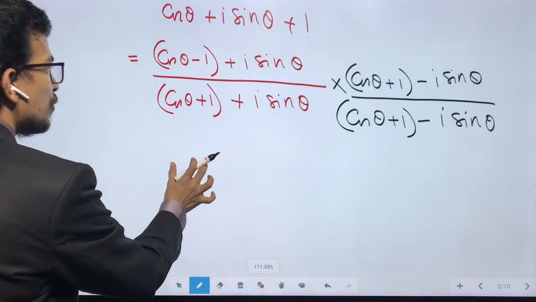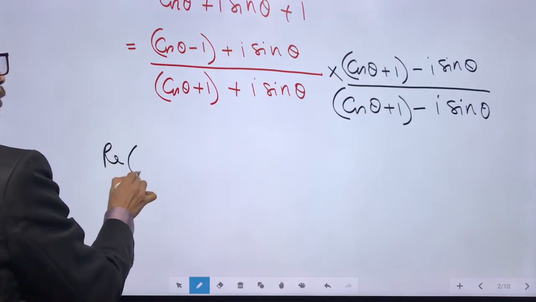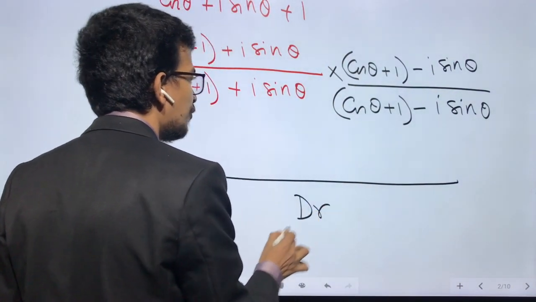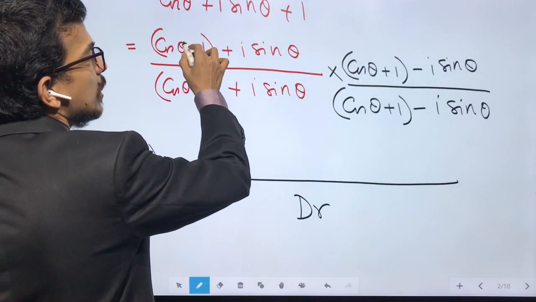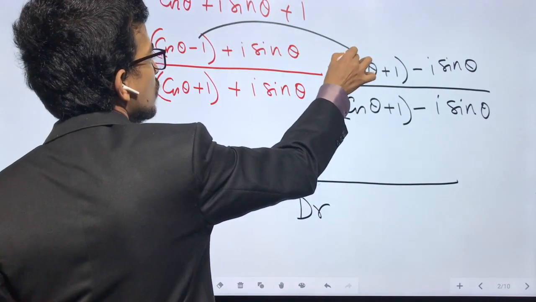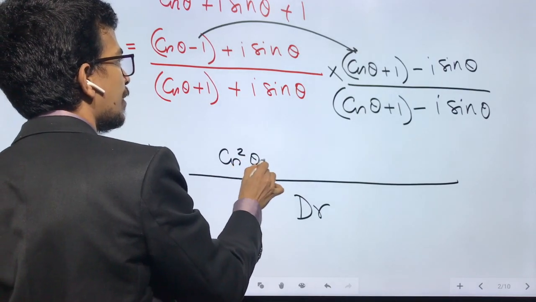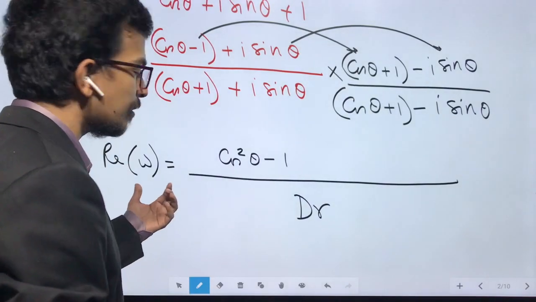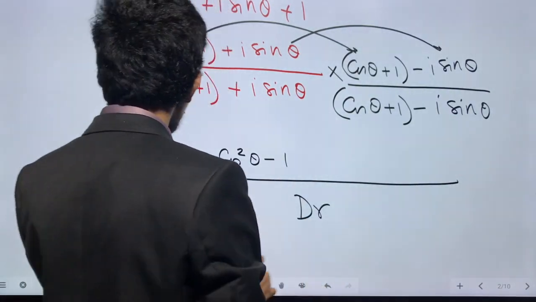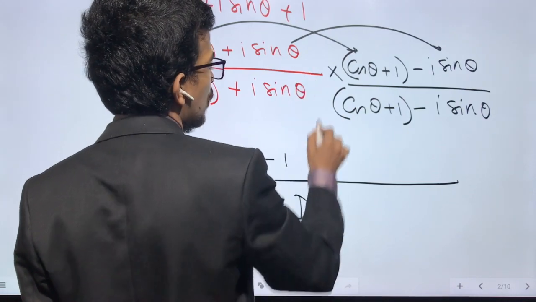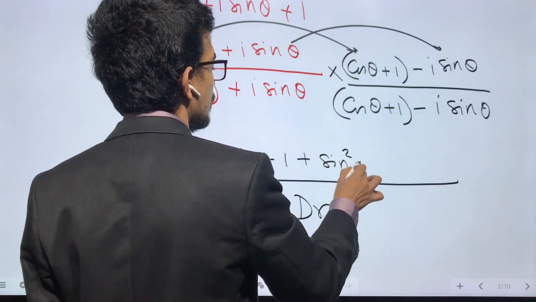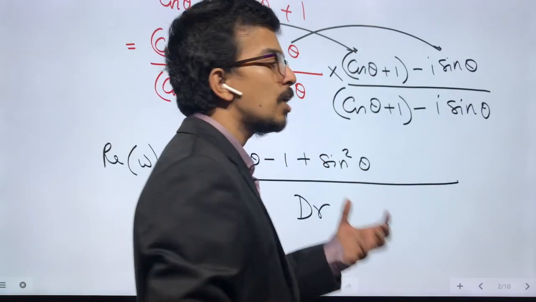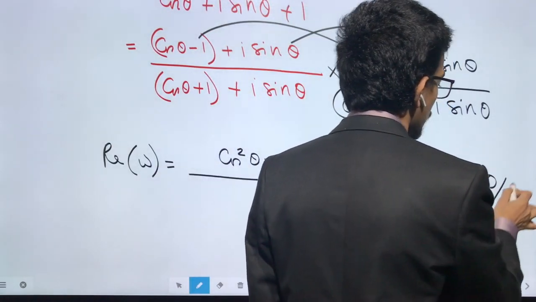Now you just need to take the real part. The real part of omega is going to be, in the denominator we have some expression, don't worry about it for the time being. Let's take a look at the real part. We have cos theta minus 1 into cos theta plus 1, that is cos square theta minus 1. We have i sin theta into minus sin theta. Remember, I'm just writing the real part, I'm not writing the imaginary part. So that is going to be plus sin square theta. And now look at this. Cos square theta plus sin square theta minus 1 is going to be 0. So our answer is 0 again.